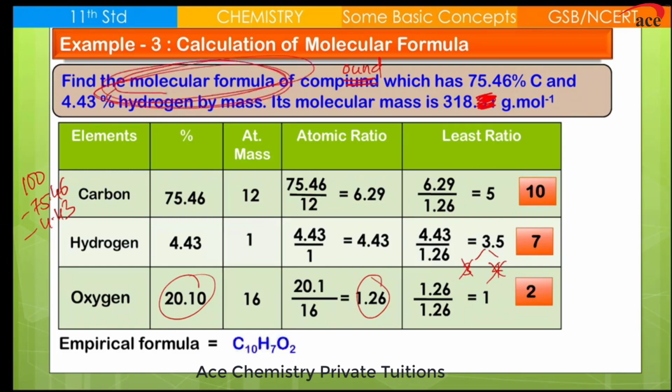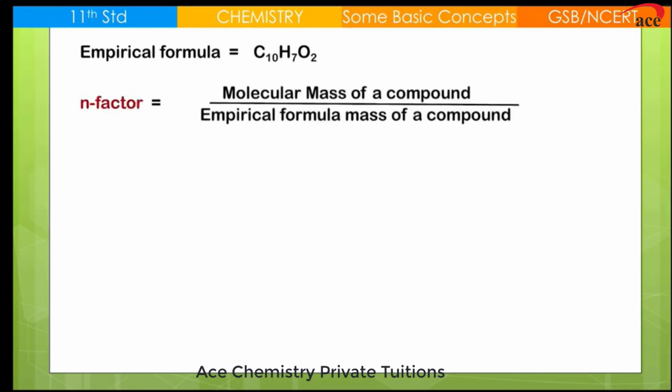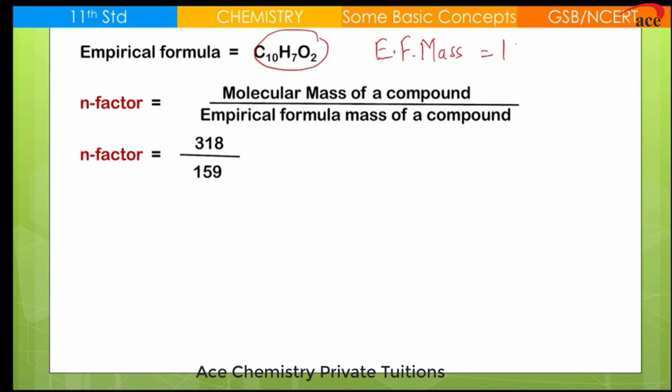But the question is to calculate molecular formula, not empirical formula. So what will you do next? We continue from the previous part. Empirical formula C10H7O2. N factor has to be calculated. For that, molecular mass should be given. It was given, if you remember, 318. And if you add all the mass here, you will get empirical formula mass. If you calculate, it is 159.